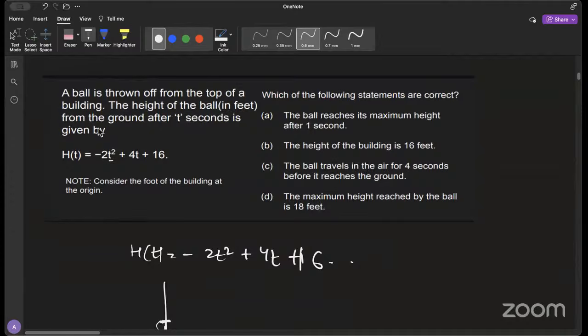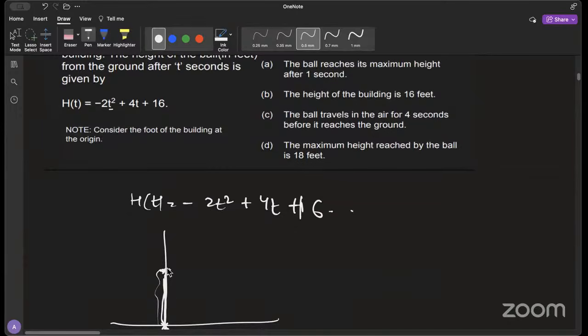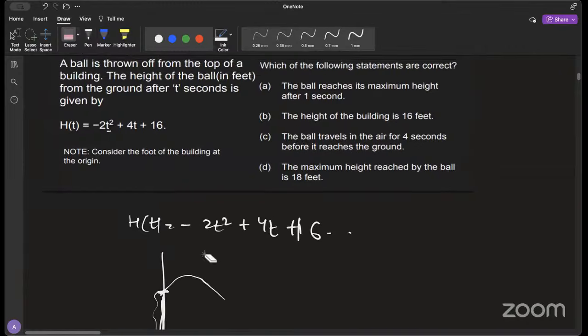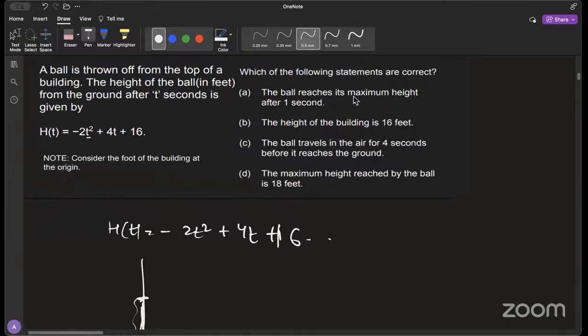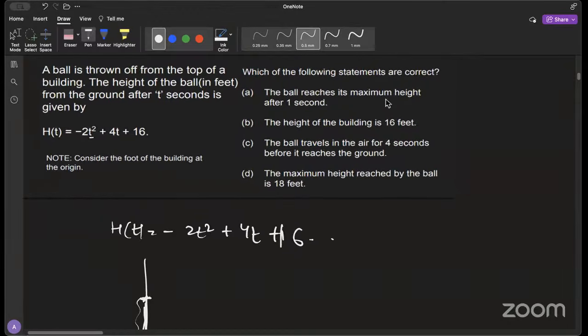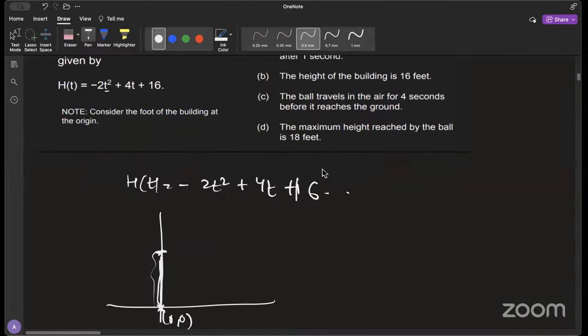The height of the ball in feet from the ground after t seconds, and you're throwing the ball from the top of the building. So you throw it from here, and it goes like this, correct? This is a very rough sketch. And what are the questions that you've been asked? The options are about the maximum height it can reach in 1 second, and the height of the building.